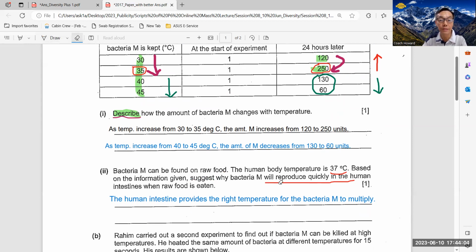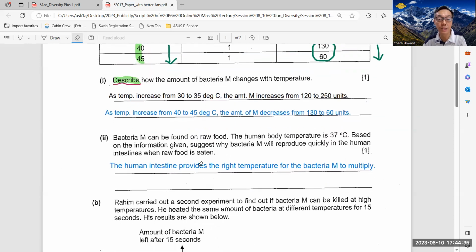Let me see some of the other students' answers. One student wrote, low temperature low enough for M to produce. This one won't get a mark. What do you mean by low enough? How low is low? Because if it is too low or too cold, the bacteria cannot multiply. Just like when you put your food in sub-zero temperature in the freezer, the bacteria don't multiply and you can preserve your food. So it must be very specific. You just write the human intestine provides the right temperature for bacterial M to multiply.